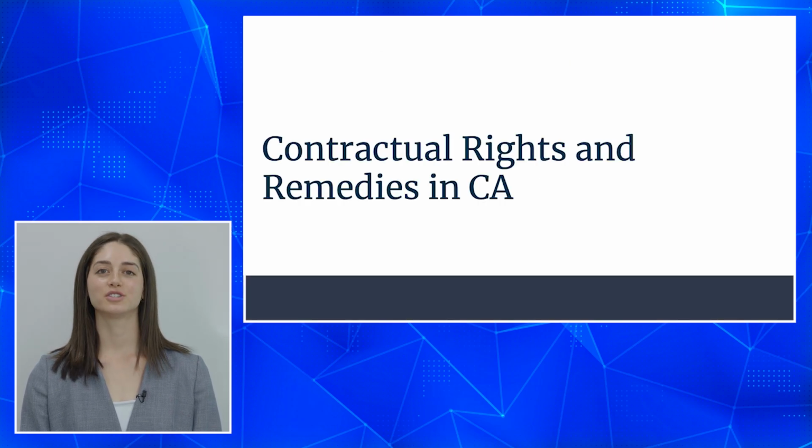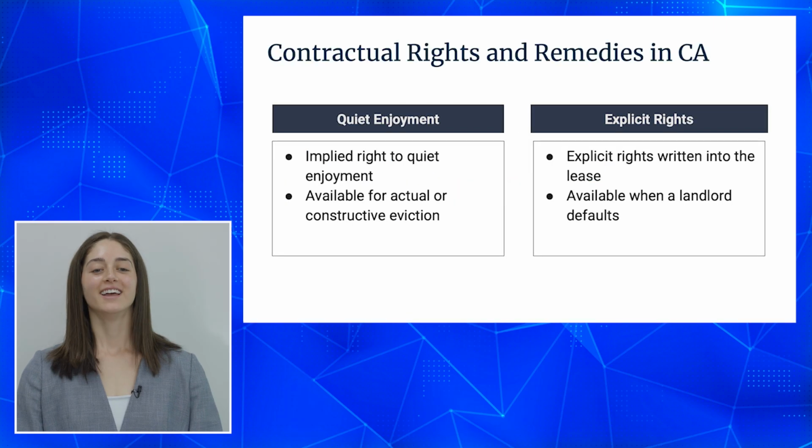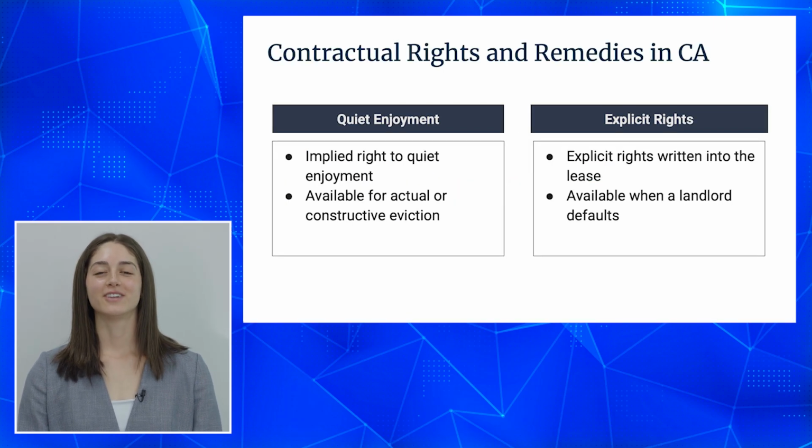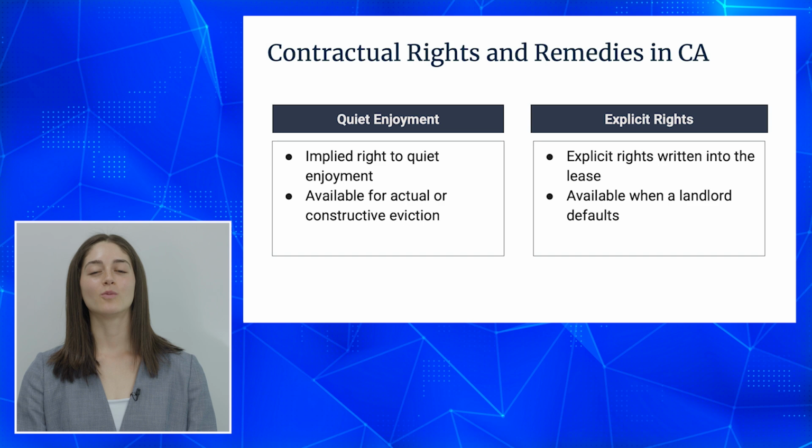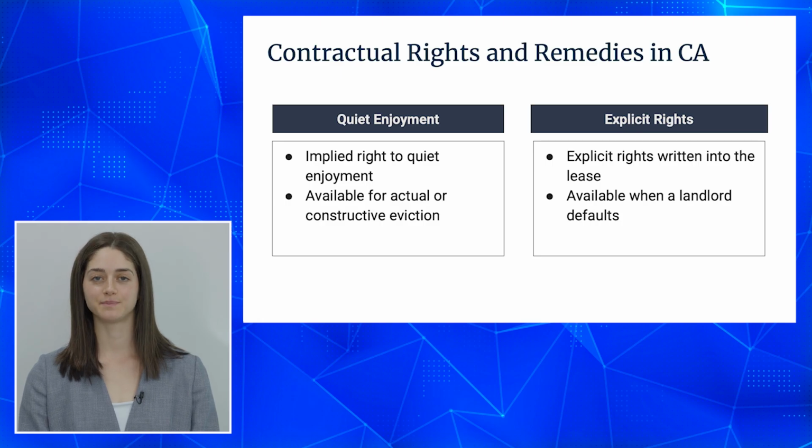First, we're starting with contractual rights in California. In California, you have the implied right to quiet enjoyment. When this is actionable for you is if you're actually evicted from your premises, and this could look like a landlord ousting you or locking you out of the premises, or a third party with greater title actually evicting you from the premises. This could also look like a constructive eviction, which is available to you when a landlord gets in the way of your substantial enjoyment of the premises. This might look like a landlord failing to maintain or repair the premises for a long period of time.